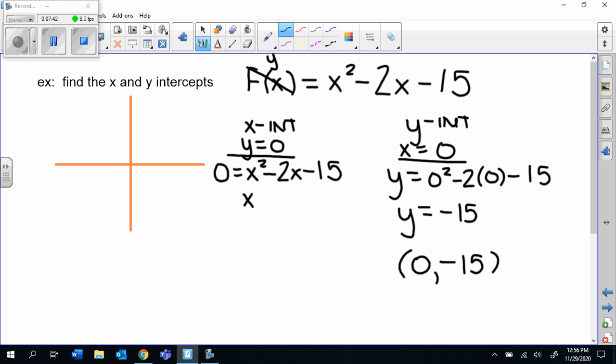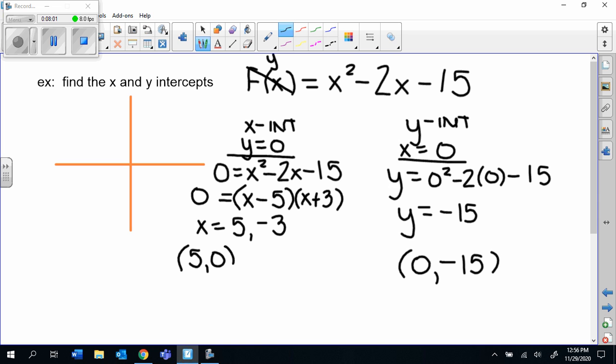My first example does factor to (x - 5)(x + 3), which makes my x answers a positive 5 and a negative 3, which means that one point would be written as (5, 0), and the other point would be written as (-3, 0). So they would both be the x-intercepts, and then (0, -15) would be your y-intercept. Notice this isn't the vertex. This is just the y-intercept.